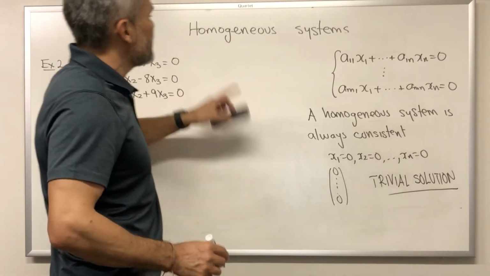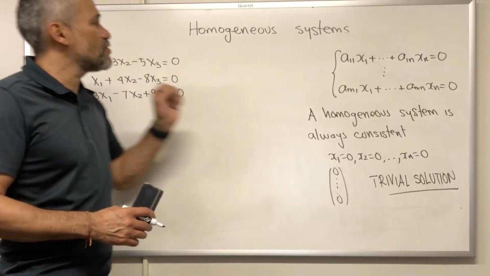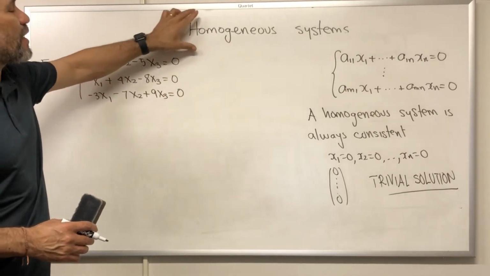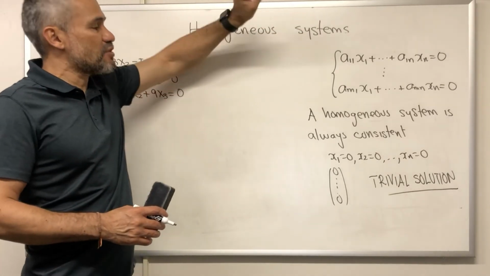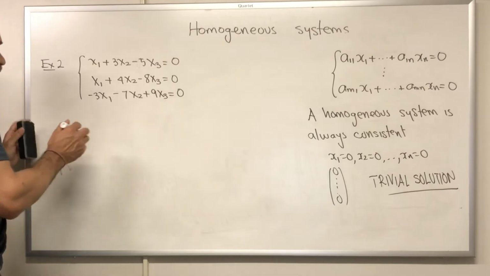Another observation that is going to be important before I answer the question if the trivial solution is the only one is that for every homogeneous system, the solution is the span of some vectors. Let me write that down.